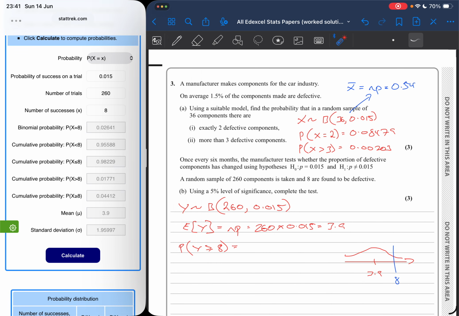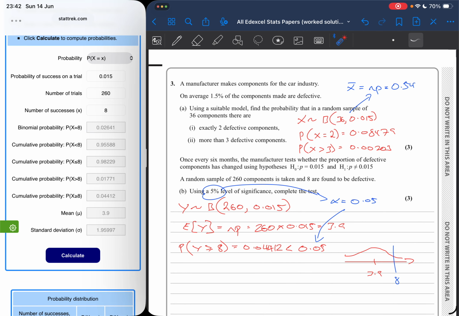We want to have bigger than or equal to 8. That's the 5th of those ones, just the one above the mean. So 0.044412. What we're going to do with this is compare it to our significance level, which I call alpha. It's going to be 0.05. So we have 0.04 on the left, 0.05 on the right. Which one's bigger? 5 is bigger than 4, isn't it?